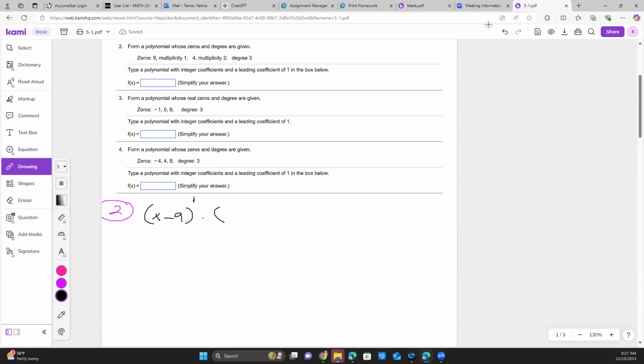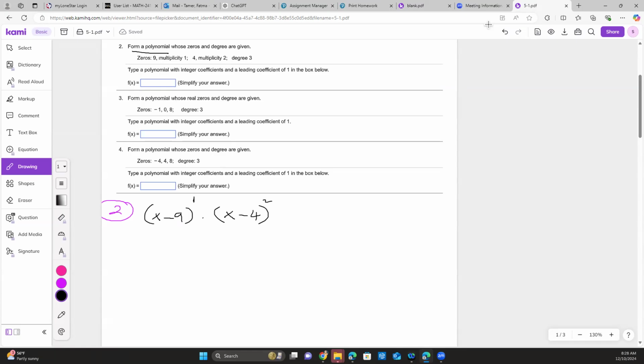The next zero we have is 4, and its multiplicity is 2. So the factor associated with this zero will be x minus 4. And its multiplicity is 2, so I'm going to have a power of 2. And it's already degree 3, so I don't need an additional factor. Look, here, power of 2 and power of 1, when I add them up, make a power of 3 total. So this would make my function.